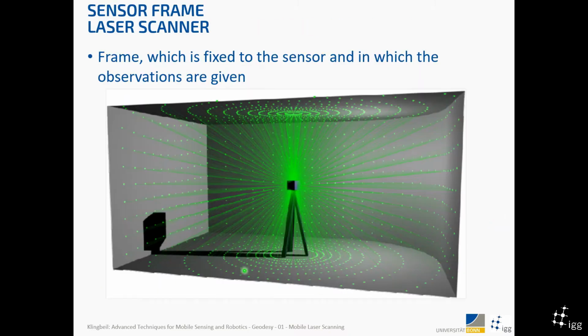Okay, we start with the sensor frame. We now start from the most right part of the equation, right? So this is the actual measurement in the sensor frame. The sensor frame is the frame which is fixed to the sensor and in which the observations are given. Here you can see the example of a laser scanner. This laser scanner is basically the center of that coordinate frame, and all these measurements are given in this frame.